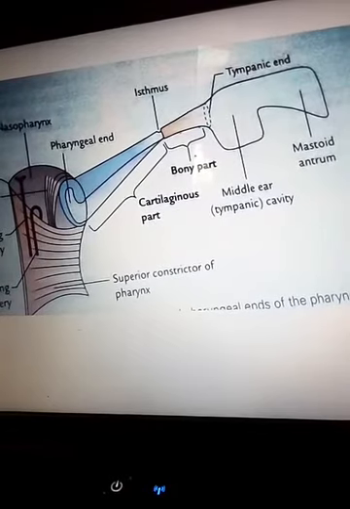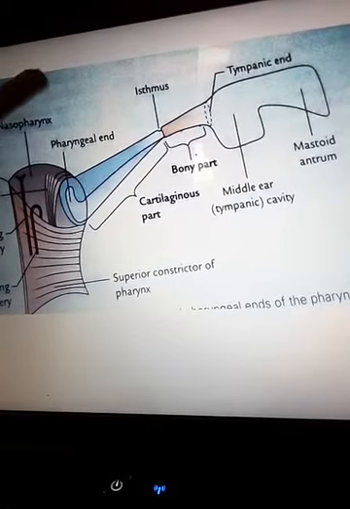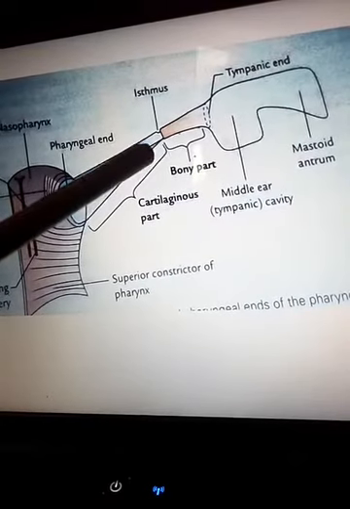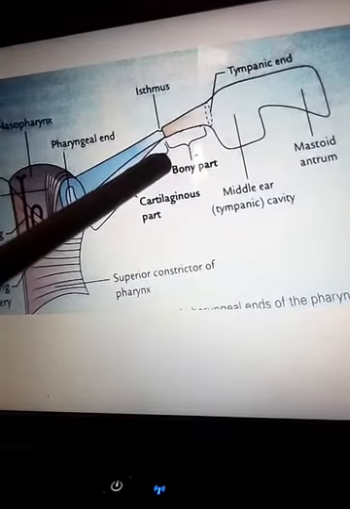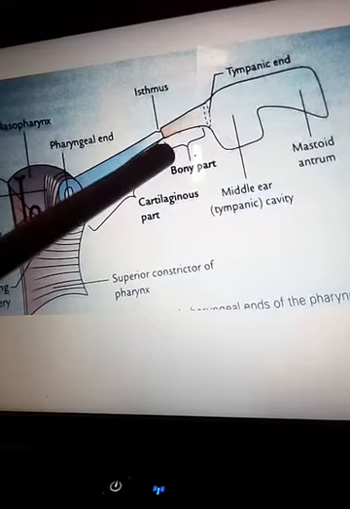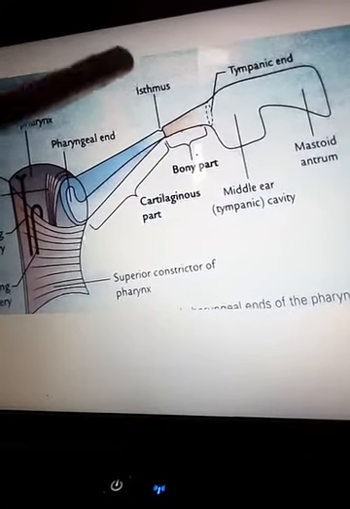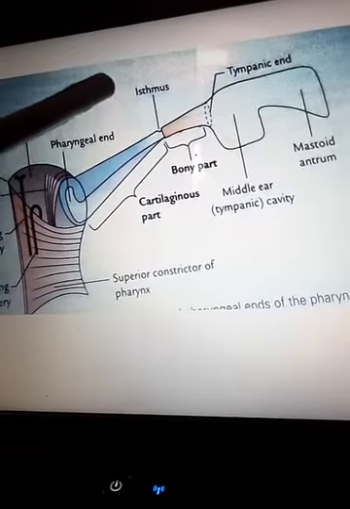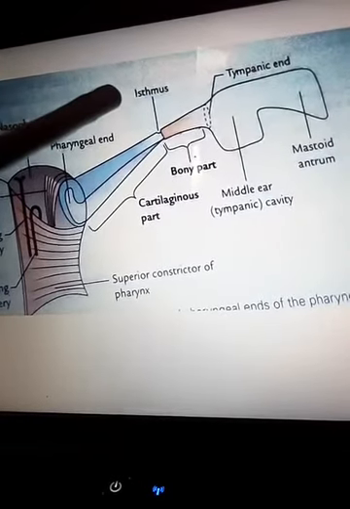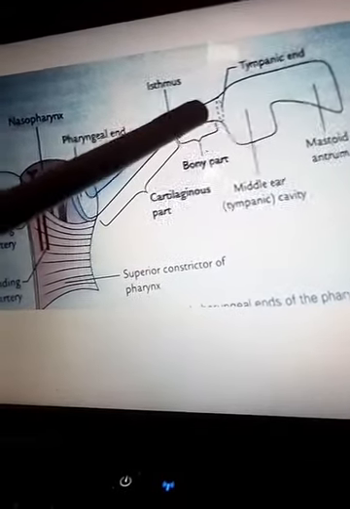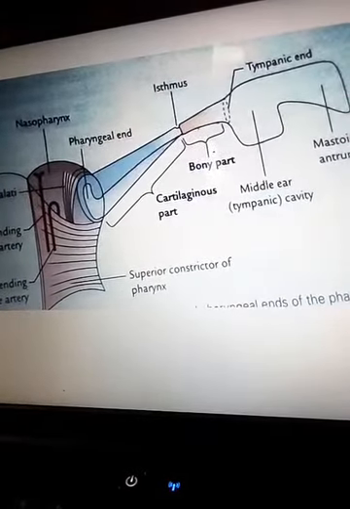Now functions of the auditory tube: it maintains the equilibrium of air pressure on either side of the tympanic membrane, and it protects the middle ear by preventing the transmission of high sound pressure from nasopharynx to middle ear, and it also helps the clearance of middle ear secretions by active opening and closing of the tube.